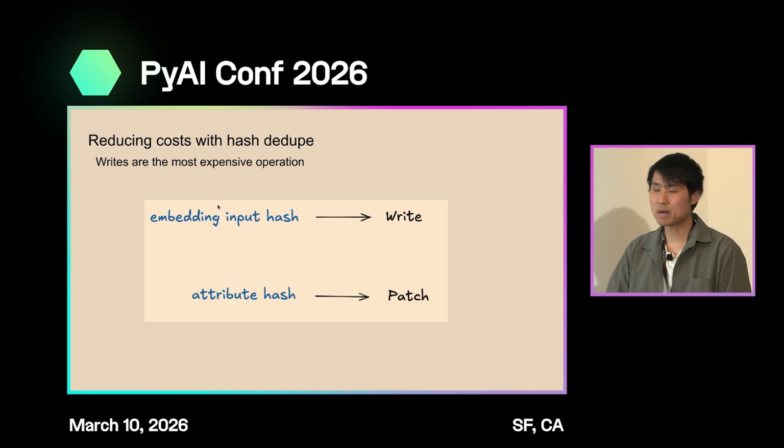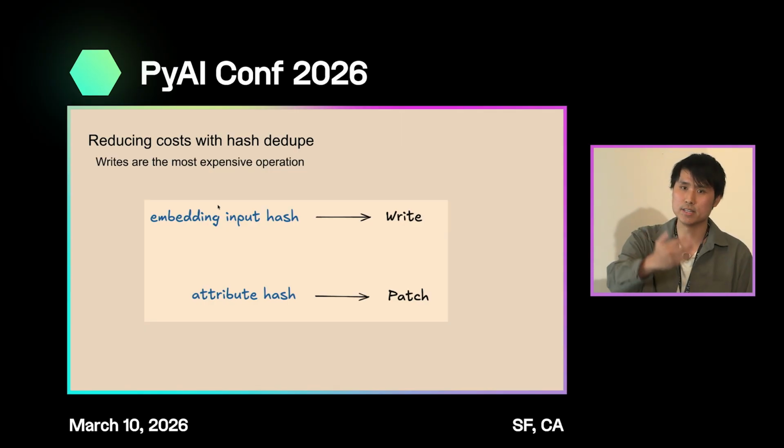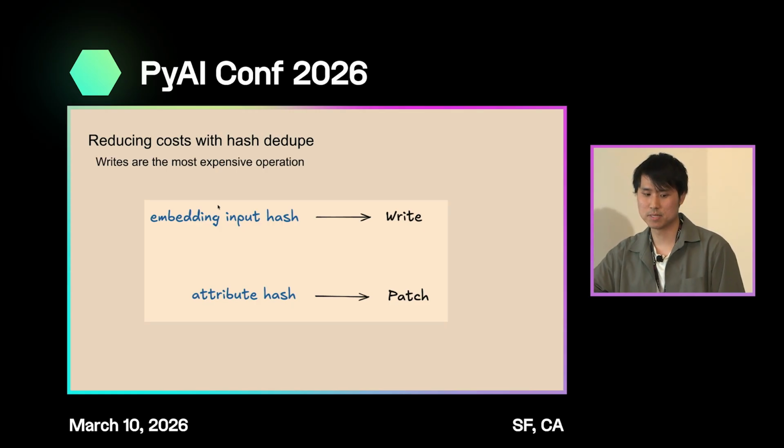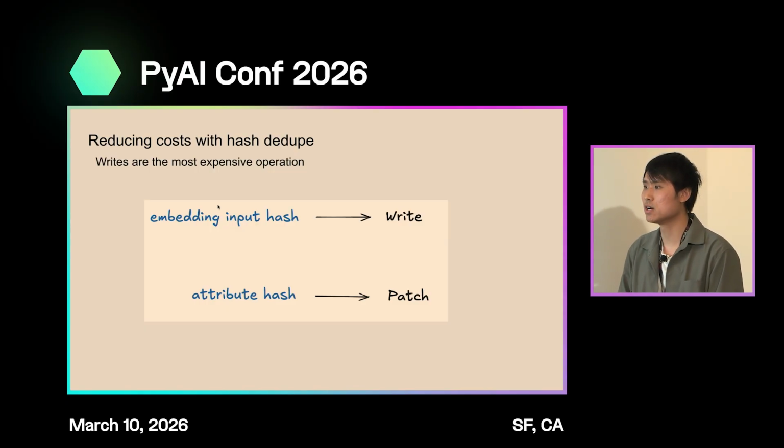So here's a quick practical tip for us about how we reduce costs with hash dedupes. Writes are generally the most expensive operation here. So we effectively back our search store with two hashes. And generally these hashes tell us whether to write the new document or to patch the document, effectively reducing our previous cost by 70%, where we're writing a lot less now, really just patching attributes that we want to search on and not the actual vector which the database is indexed on.